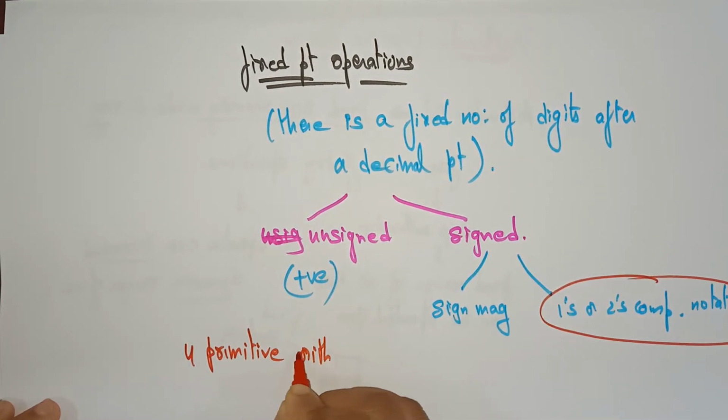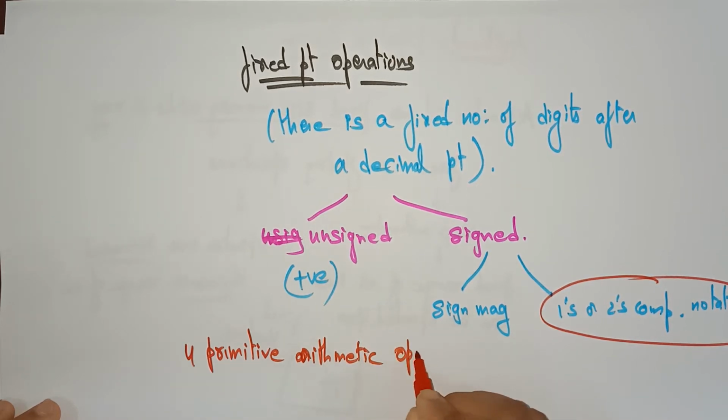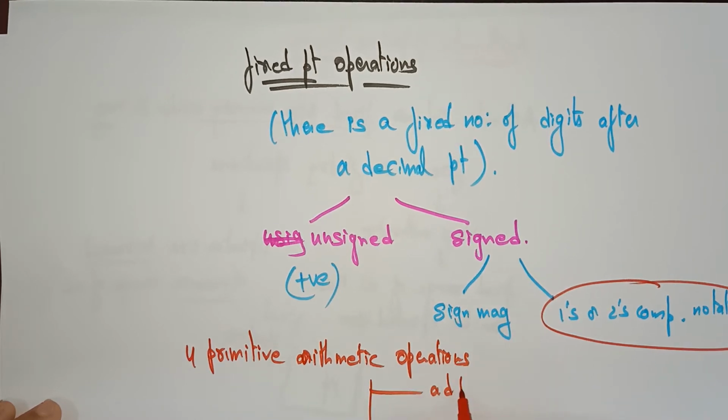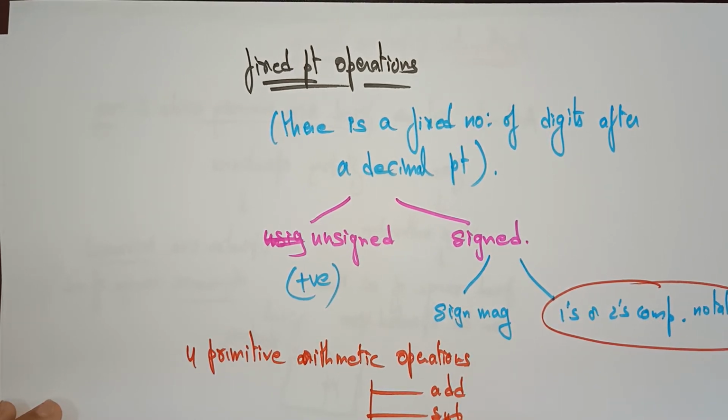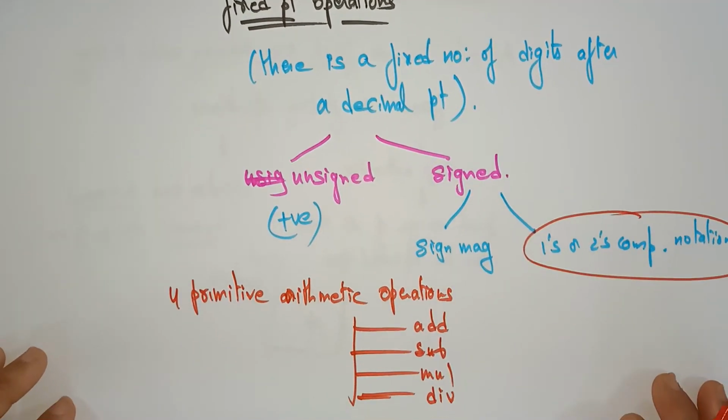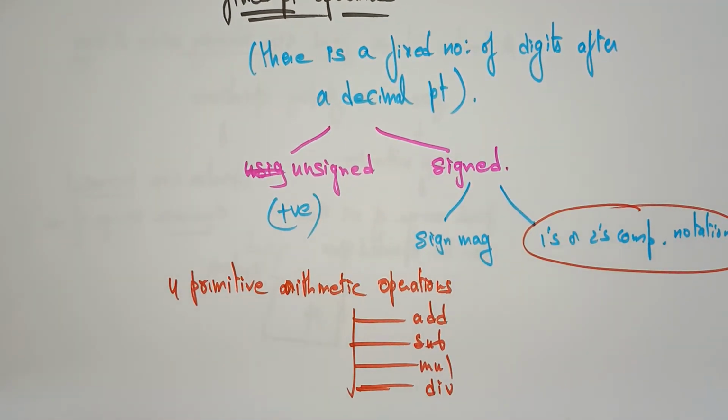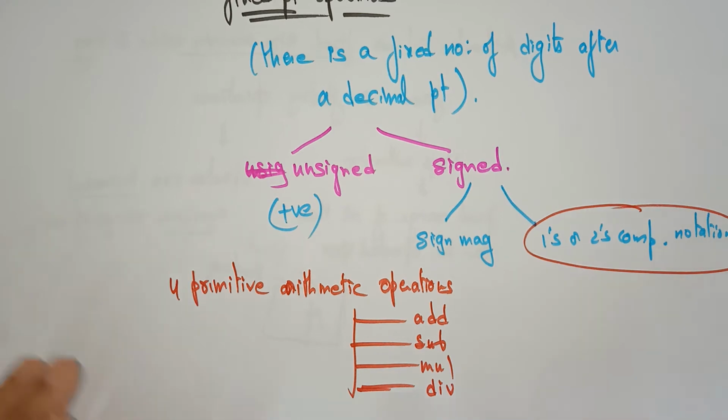What are the 4 primitive arithmetic operations? Can you guess? Yes: addition, subtraction, multiplication and division. Everyone knows about this. So the 4 primitive arithmetic operations in general are addition, subtraction, multiplication and division. Here we are talking about fixed point, right?